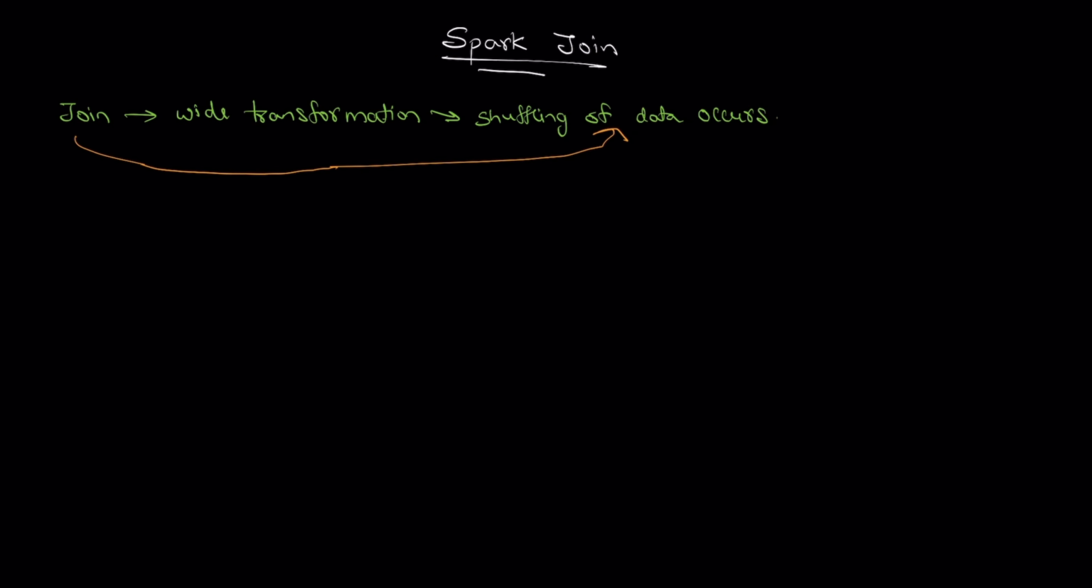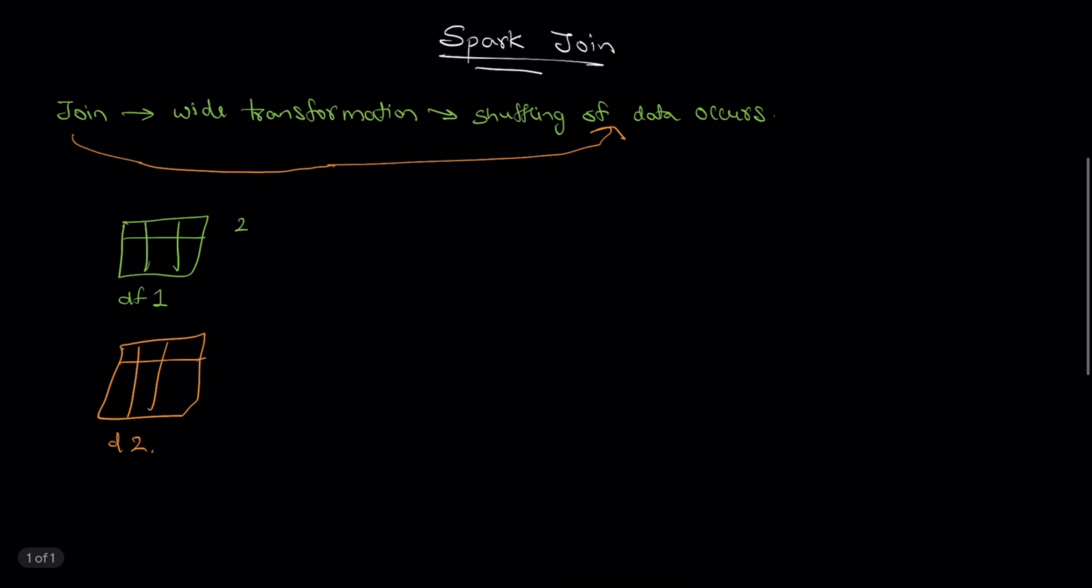Let's assume we have two data sets, df1 and df2. Let's assume the size of data frame 1 is 256 MB and size of data frame 2 is also 256 MB. And in our previous videos, we have seen that a partition in HDFS is of 128 MB. So we will divide it by 128 MB. And hence we will be getting two partitions for each of our data frame.